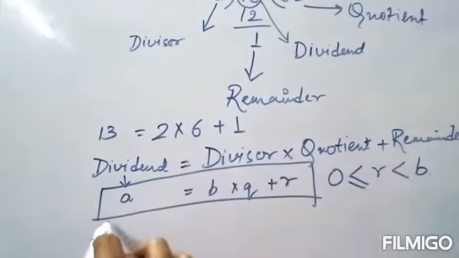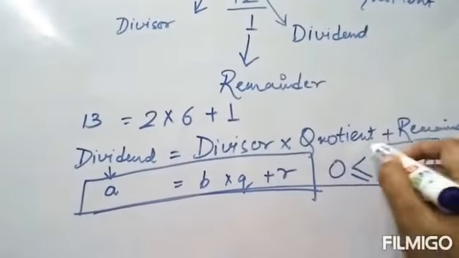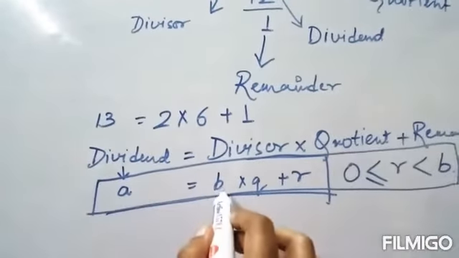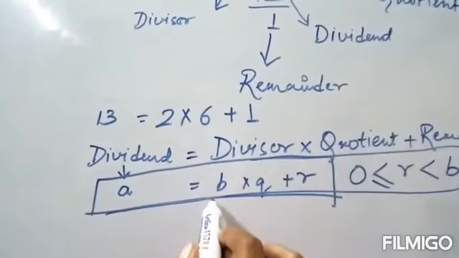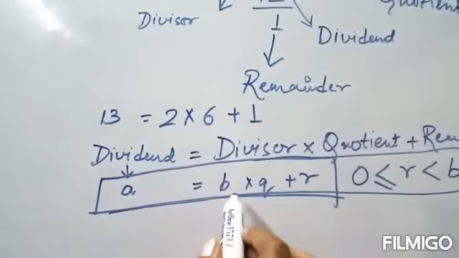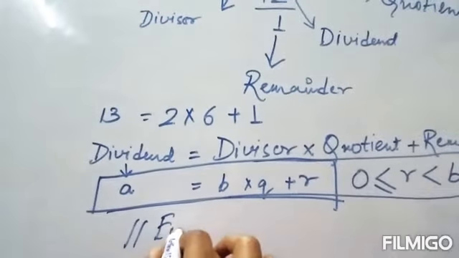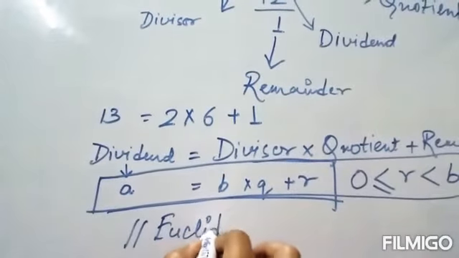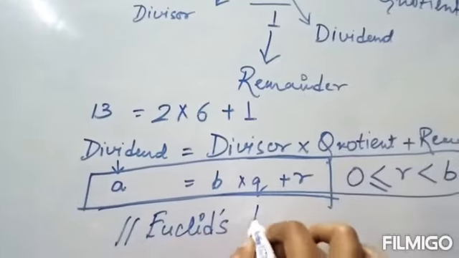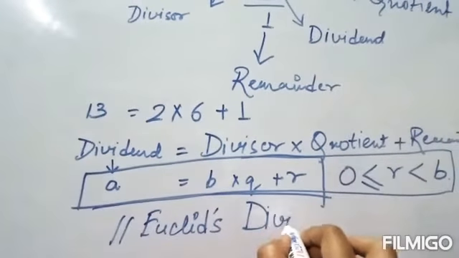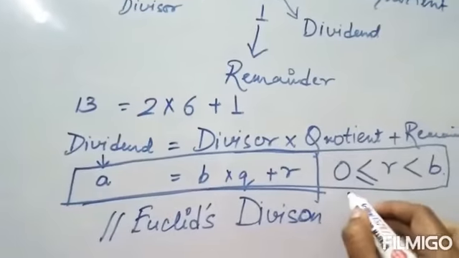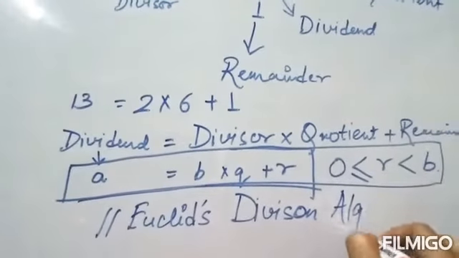So this whole thing, where a and b are positive integers, if we formulate it, we can say it as Euclid's division algorithm.